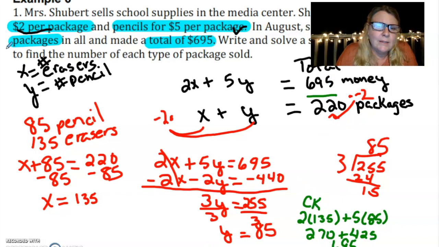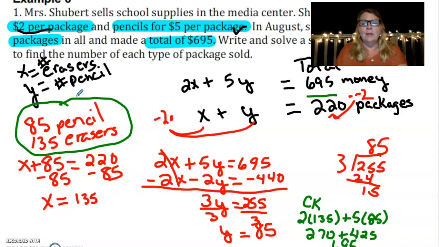So, this is our answer. 85 pencils and 135 erasers were sold in the month of August.